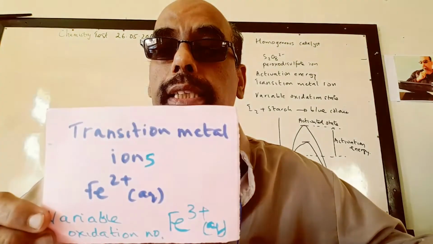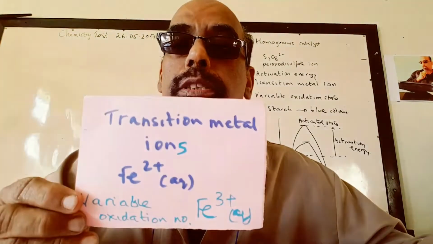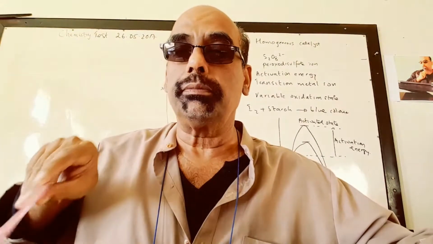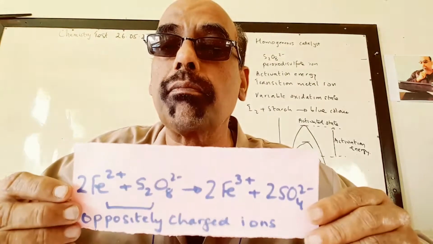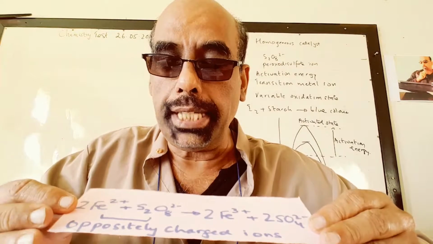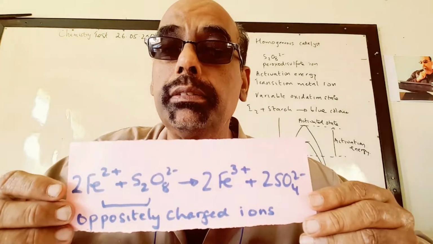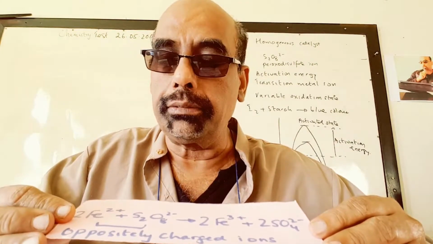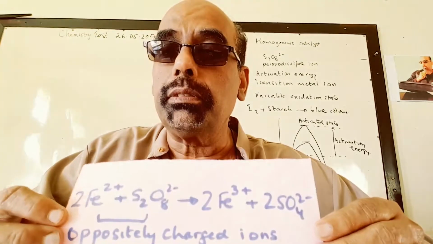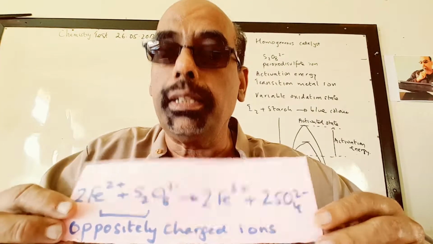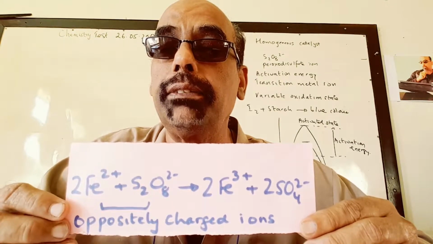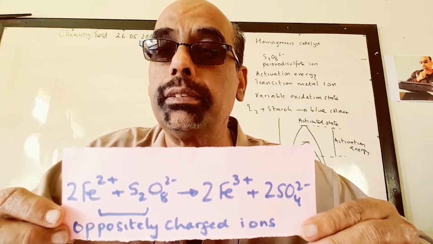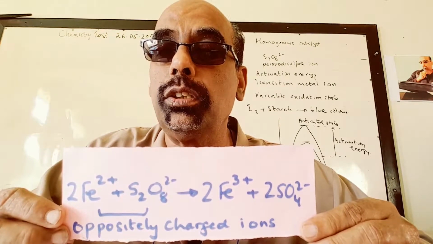In a catalyzed reaction, the catalyst must remain unchanged at the end of the reaction. So in this reaction, iron(II), which is a transition metal ion, reacts with the peroxydisulfate ion, giving you iron(III) and sulfate ion. Iron(II) is positive and peroxydisulfate ion is negative, so they can easily collide, easily attract, easily react. The activation energy is low.